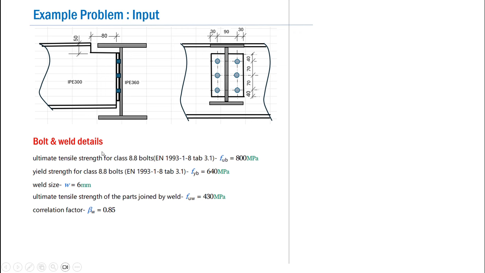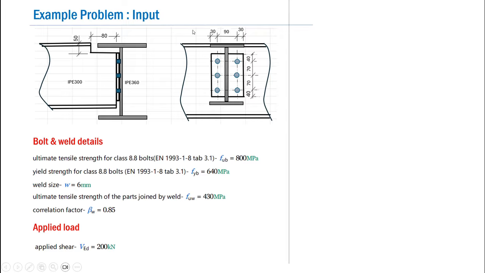Now there are some more parameters associated with the bolts as well as the welds. And regarding their strength, the ultimate tensile strength and the yield strength of class 8.8 bolts that is used for the calculation is taken as per table 3.1 of EN 1993-1-8. Accordingly, the yield stress for the bolt is 640, whereas the ultimate tensile strength is 800 MPa. The weld size is taken as 6 mm, and the ultimate tensile strength of the parts joined by the weld, it is FUW, is taken as 430 MPa, and the correlation factor beta W, this is used for the verification of the weld, is taken as 0.85.